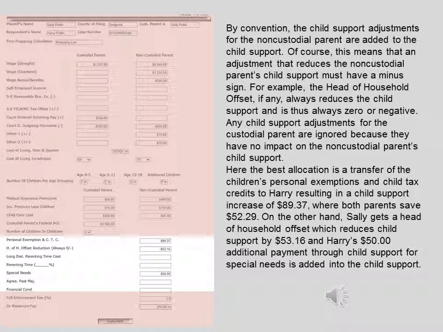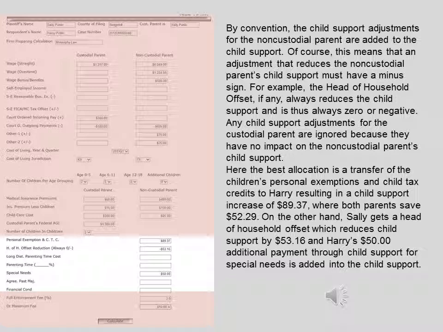By convention, the child support adjustments for the non-custodial parent are added to the child support. Of course, this means that an adjustment that reduces the non-custodial parent's child support must have a minus sign. For example, the head of household offset, if any, always reduces the child support and is thus always 0 or negative. Any child support adjustments for the custodial parent are ignored because they have no impact on the non-custodial parent's child support.